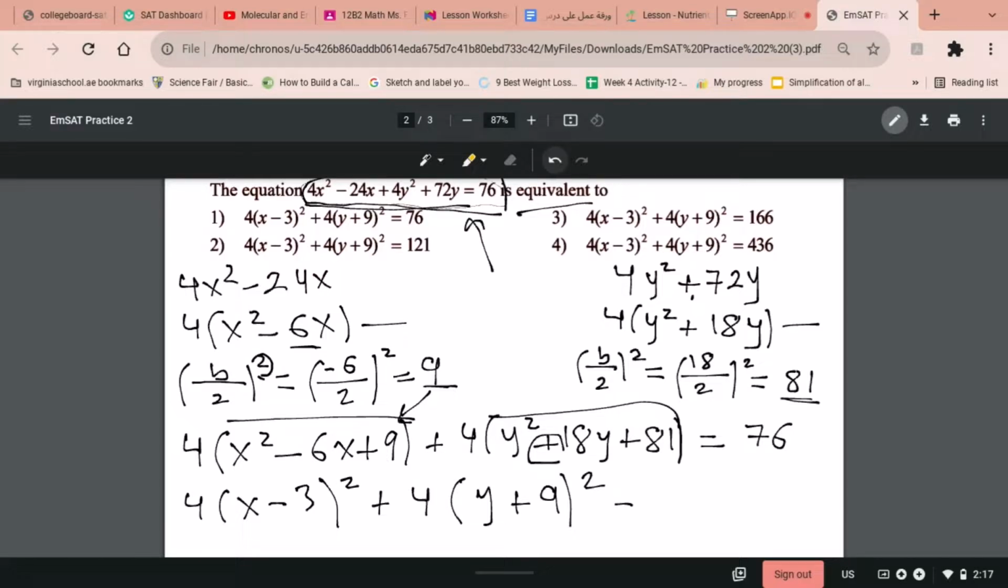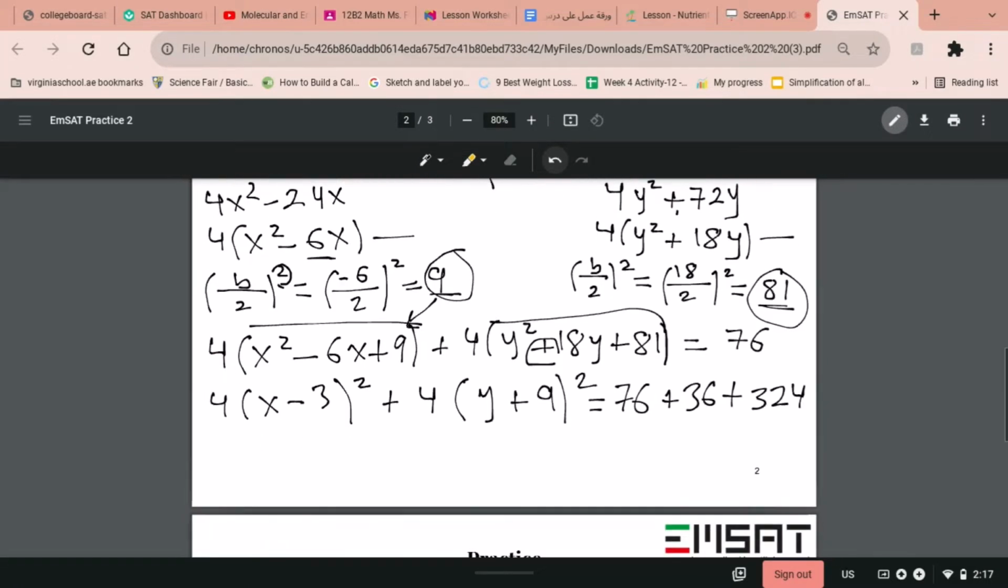I will show it now. It should have been added in this step, but I will do it now. It should be equal to 76, and those two values should be added here. But before we add them here, we should multiply the 81 by 4 and the 9 by 4, because the original expression had not taken the common factor. Before taking the common factor, it should be 36. 4 times 9 is 36. So plus 36, and the last one, 81 times 4, which is 324.